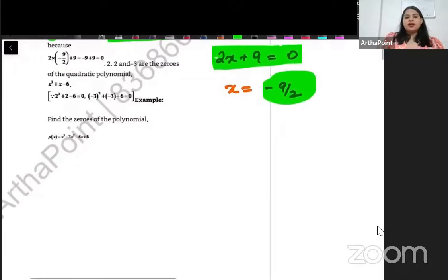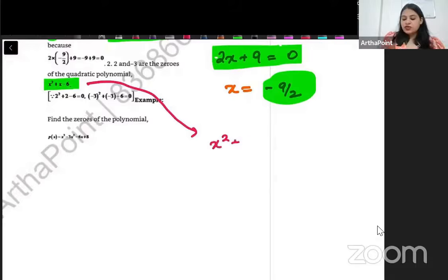Let us come to another example. This says find the zeros of the polynomial, and the example given to you is x square plus x minus 6. If I look here at x square plus x minus 6, it says the 2 zeros of the polynomial are x is equal to 2 and x is equal to minus 3. Let us go ahead and check.